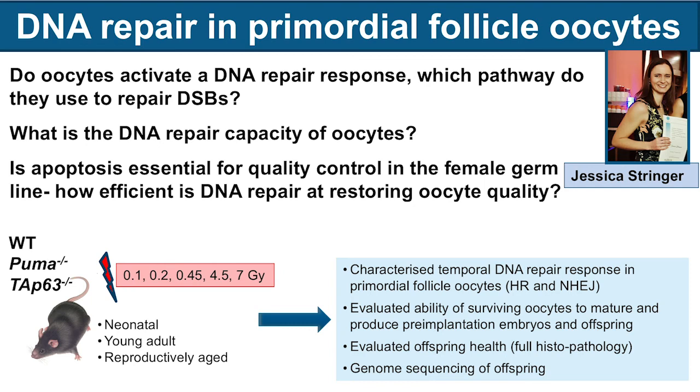And finally, is apoptosis actually essential for quality control in the female germline? So in other words, how efficient is that DNA repair at restoring oocyte quality?